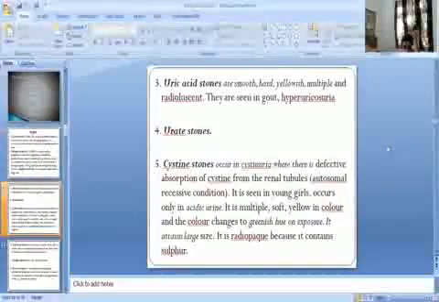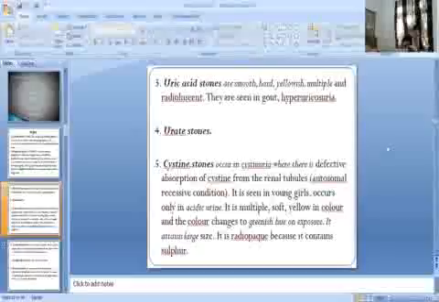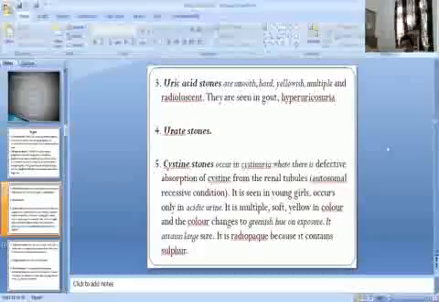Uric acid stones are smooth, hard, yellowish, multiple, and radiolucent. They are seen in gout and hyperuricosuria. Urate stones. Cystine stones occur in cystinuria, where there is defective absorption of cystine from the renal tubules.